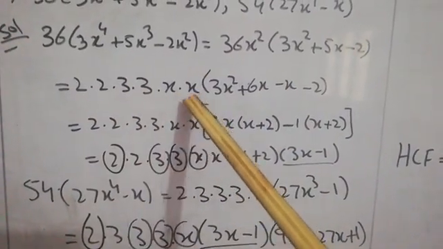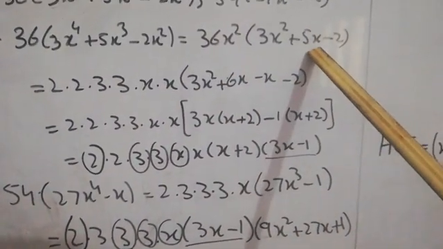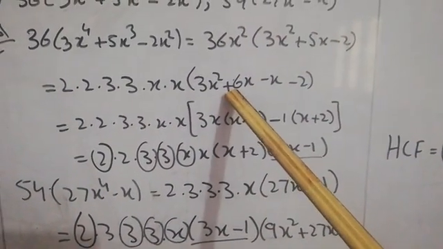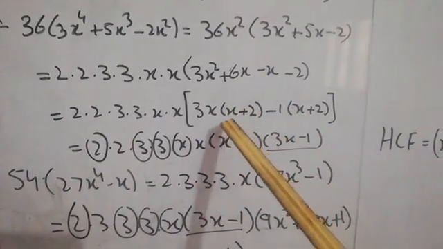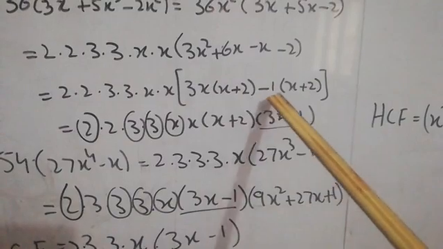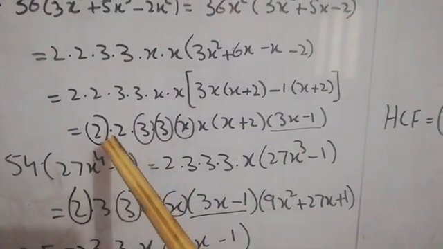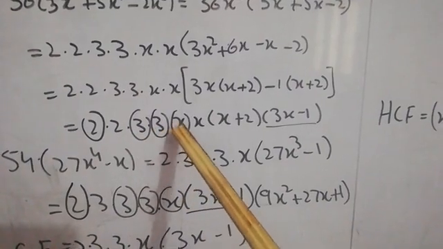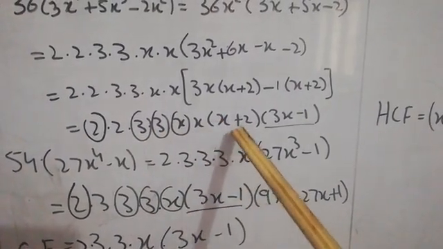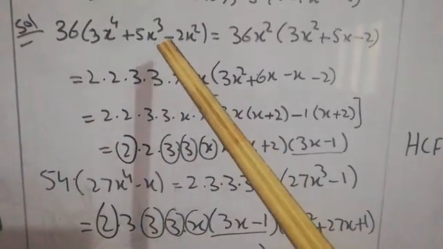into 3, x into x, x square means x into x, and we will break the middle term plus 5x, which will be plus 6x minus x. So by taking 3x as common from the first two terms and minus 1 as common from the last two terms, we will get 2 into 2 into 3 into 3 into x into x plus 2 and 3x minus 1. These are the possible factors of the first expression.